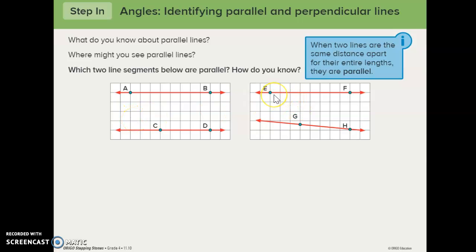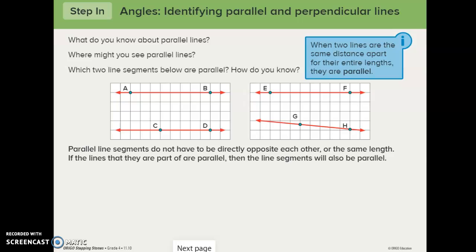However, if you look at these two line segments, EF and GH, they're 1, 2, 3, 4 squares apart on this end, but then only 3 squares apart on this end, telling us that those are not parallel because they are not the same distance apart all the way across. And if I extended this line and this line, eventually they would cross each other, so therefore they cannot be parallel.